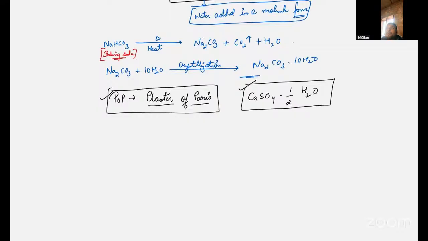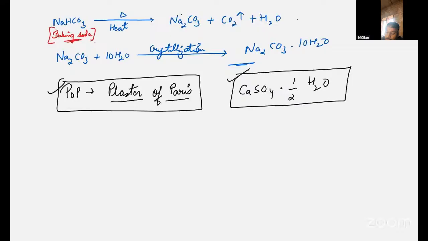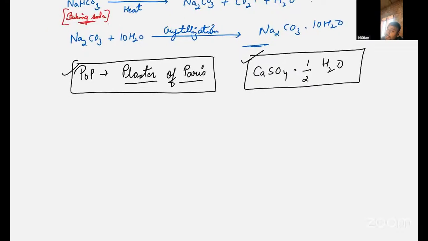There is also a medicinal use for POP. If your hand is fractured, to keep the hand in the same position so that the bone can join easily, we use POP, so the hand should be stable. POP, which is called plaster of Paris, is basically made up of gypsum, and gypsum is made up of plaster of Paris. Means that it is a cyclic process.